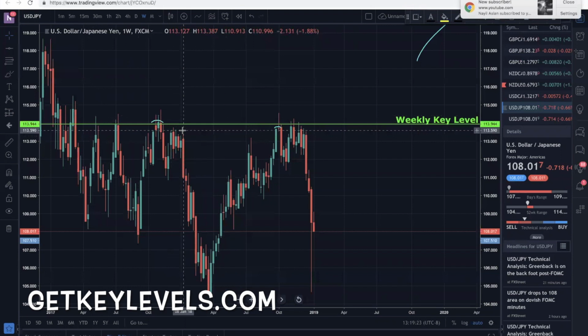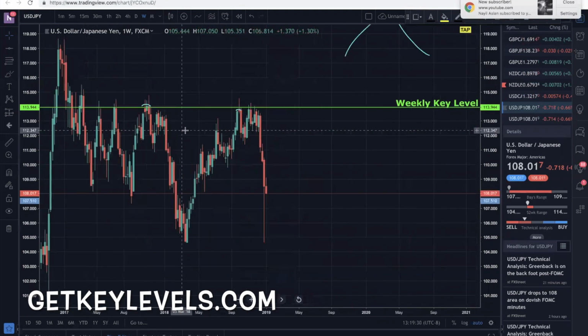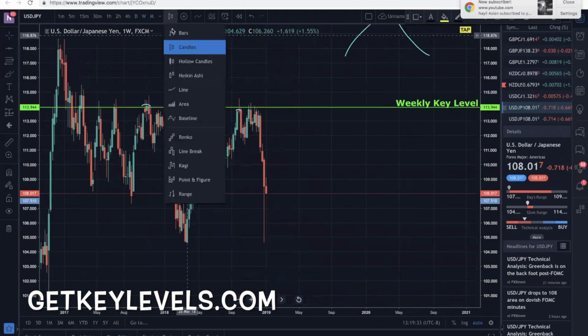So that's months that it's been rejected at this price. Do you think we'd want to pay attention to this area the next time it happens? Absolutely, right? So now we're going to do the exact same process below price.